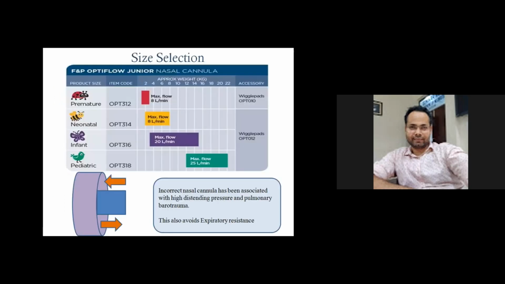For the size selection, we can have four groups: premature, neonatal, infant, and pediatric. The most commonly used in the NICU is the premature or neonatal size, and we can give a maximum flow rate of 8 liters per minute. Selecting the correct cannula size is very important because if the nasal cannula is of incorrect size, it can lead to high distending pressures and pulmonary barotrauma. And if the size is appropriate, this also avoids resistance.